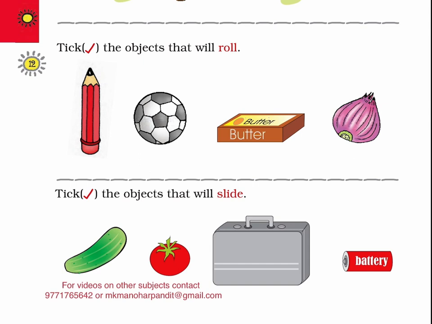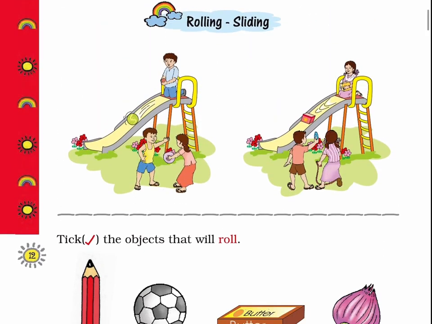Object 4. Suitcase. Suitcase is a cuboidal-shaped box with handle and lock. Page 12, picture 1 shows 2 slides. A boy is sitting at the top of slide 1 and a ball is rolling down. Another boy and a girl are standing near the slide. This girl is holding a ball in her hand.